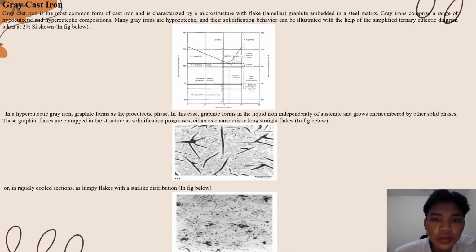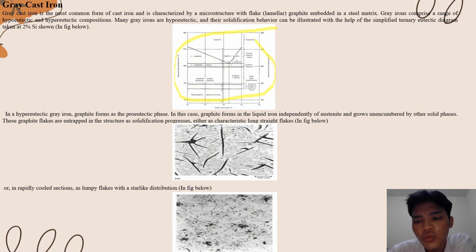Gray cast iron. Gray cast iron is the most common form of cast iron and is characterized by a microstructure with flake, lump, or lamellar graphite embedded in a steel matrix. Gray iron's compositions range from hypoeutectic to hypereutectic. Many gray irons are hypoeutectic, and their solidification behavior can be illustrated with the help of a simple iron-carbon eutectic diagram.